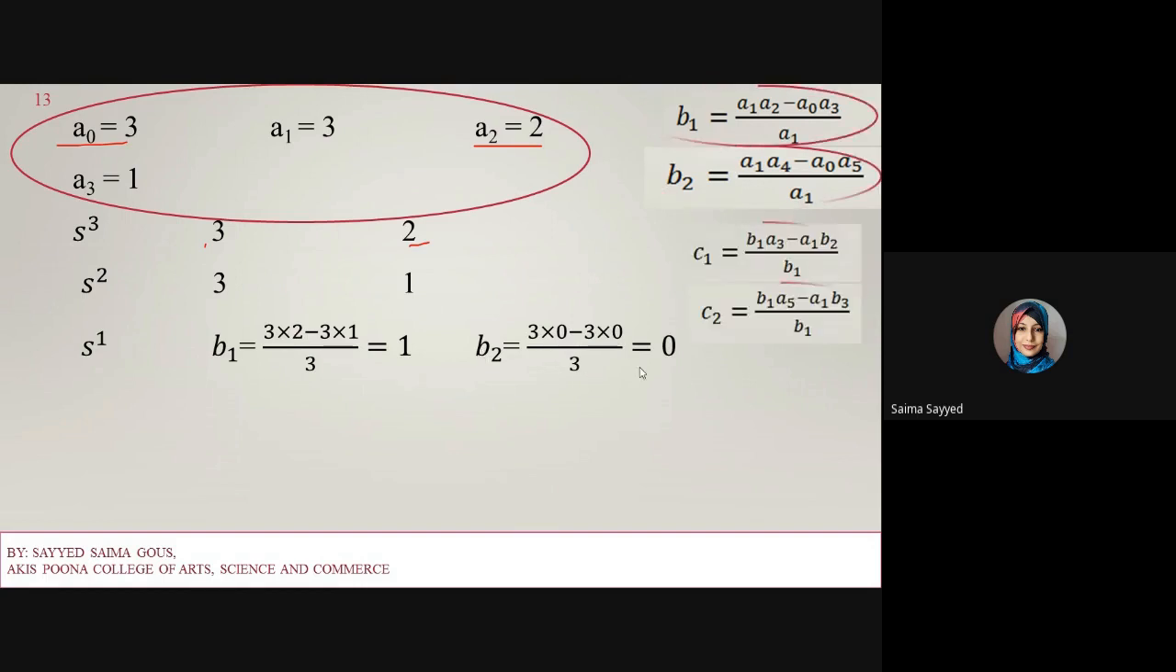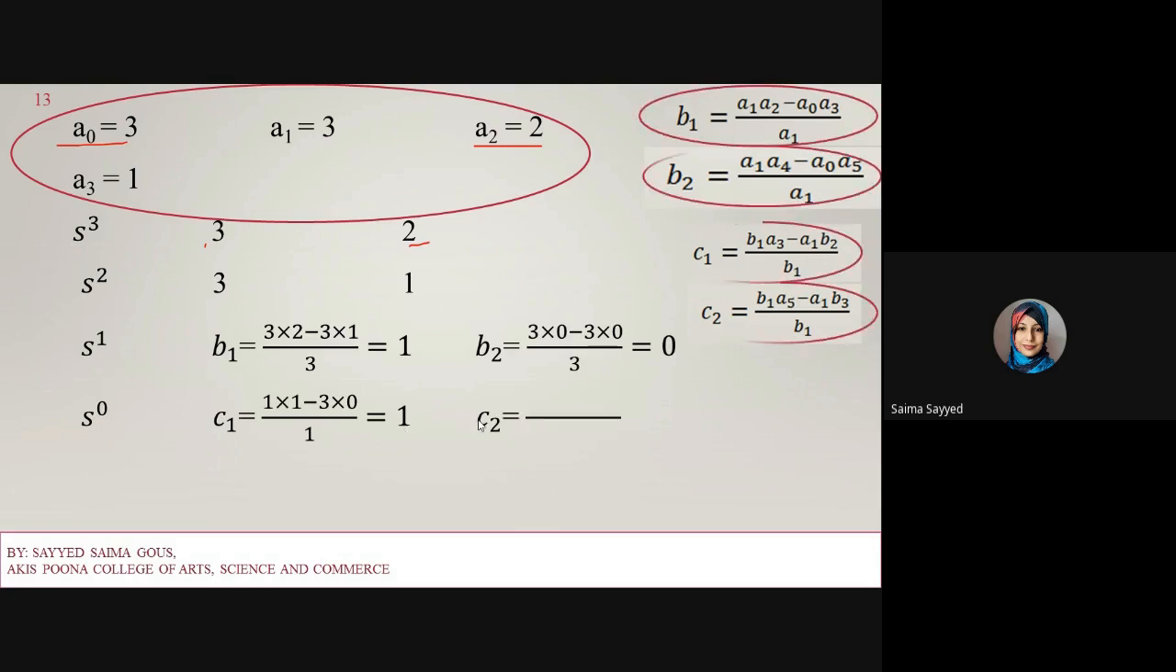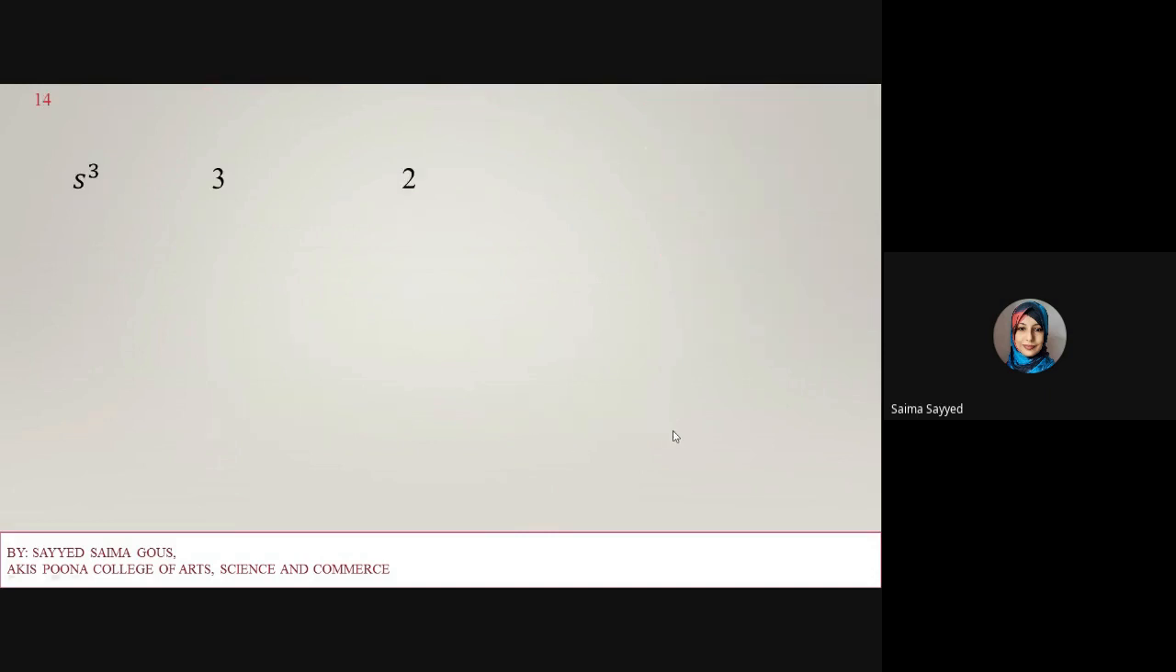Then find out c1 and c2. To find out c1 and c2, these are the formulas: c1 is (b1 into a3 minus a1 into b2) divided by b1, and c2 is (b1 into a5 minus a1 into b3) divided by b1. So c1 will be equal to 1 into 1 minus 3 into 0, divided by 1, which equals 1, and c2 is 1 into 0 minus 3 into 0, divided by 1, equals 0. So this is my array.